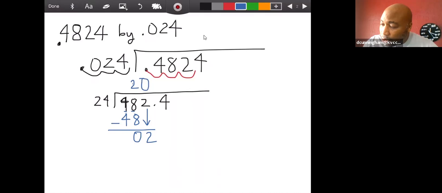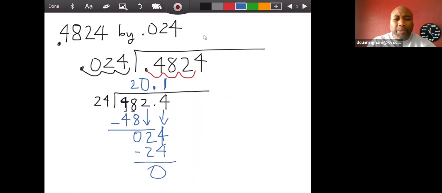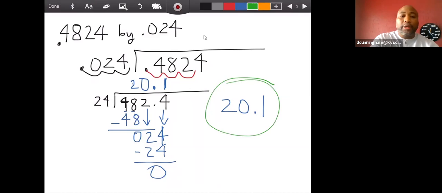Now, one of the things I want to make sure you do is make sure you put your decimal in the right position. See, there's your 0. And once you put that 0, now we bring down the 4. Then how many times can we divide 24 into 24? It'd be 1 time. 1 times 24 is 24. Subtract. In this case, we have a remainder of 0. So our final answer for this particular problem will be 20.1, or you could say 20 1/10. And then we'll circle our answer.